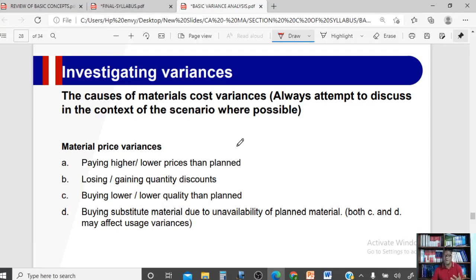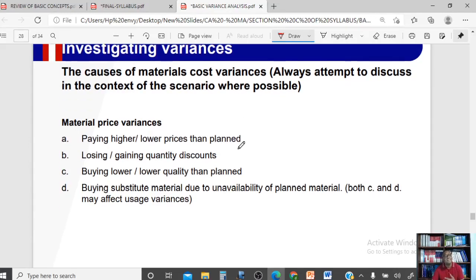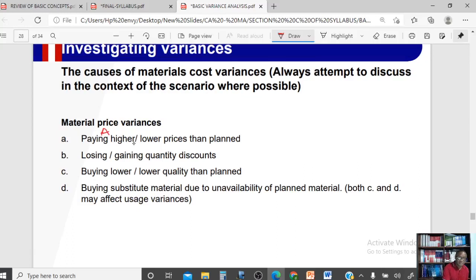Now, material price variances could be either adverse or favorable. So if we pay a higher price, for example, we're going to get adverse. Lower price, favorable. If we lose discounts, it's going to be adverse. If we gain quantity discounts, it's going to be favorable. If we buy in lower quality, chances are that it will be favorable.